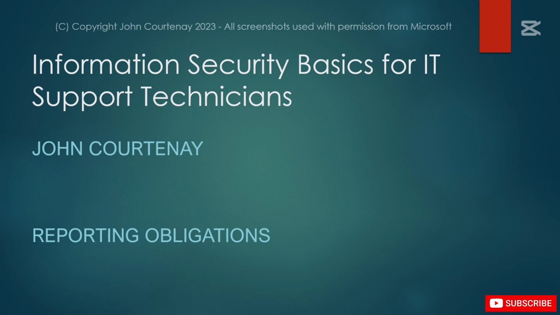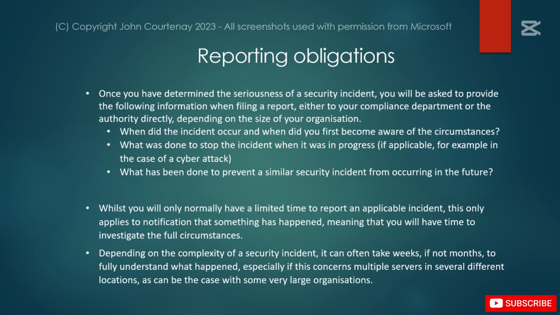As we've gone over in previous lectures, whenever a security breach occurs within your organisation, there needs to be clear procedures in place that can assess what action needs to be taken in terms of getting services back online, and also whether the breach needs to be reported to the appropriate authorities. Once you have determined the seriousness of a security incident, you will be asked to provide the following information when filing a report, either to your compliance department or the authority directly, depending on the size of your organisation.